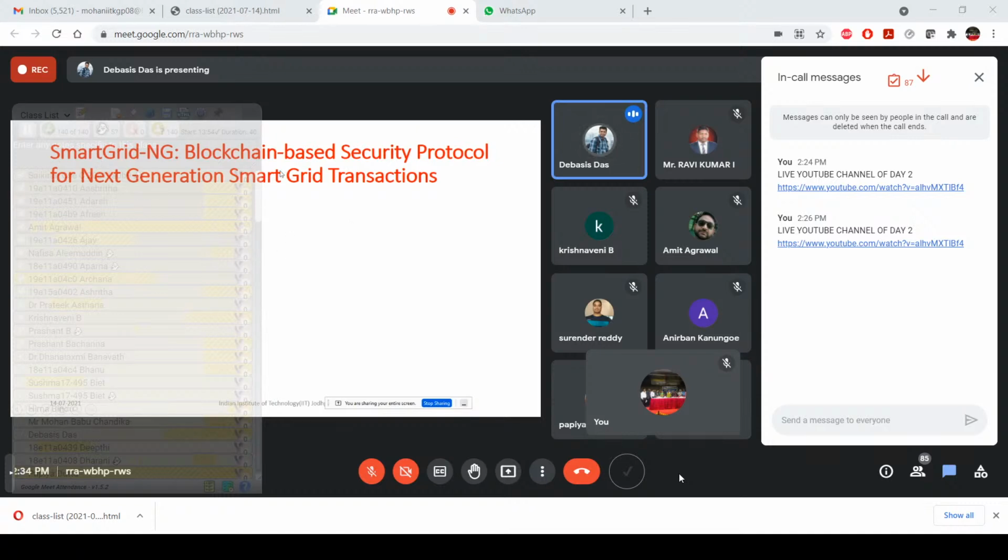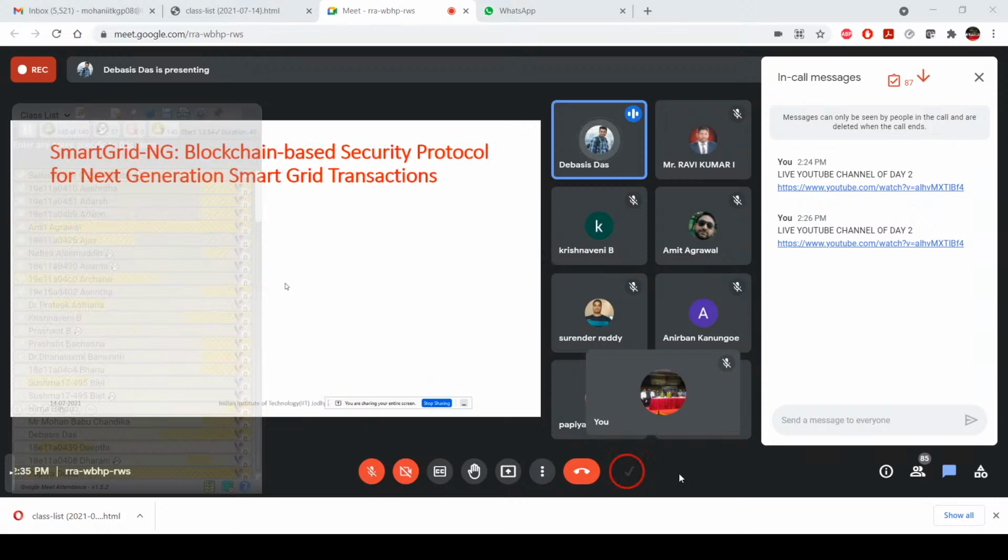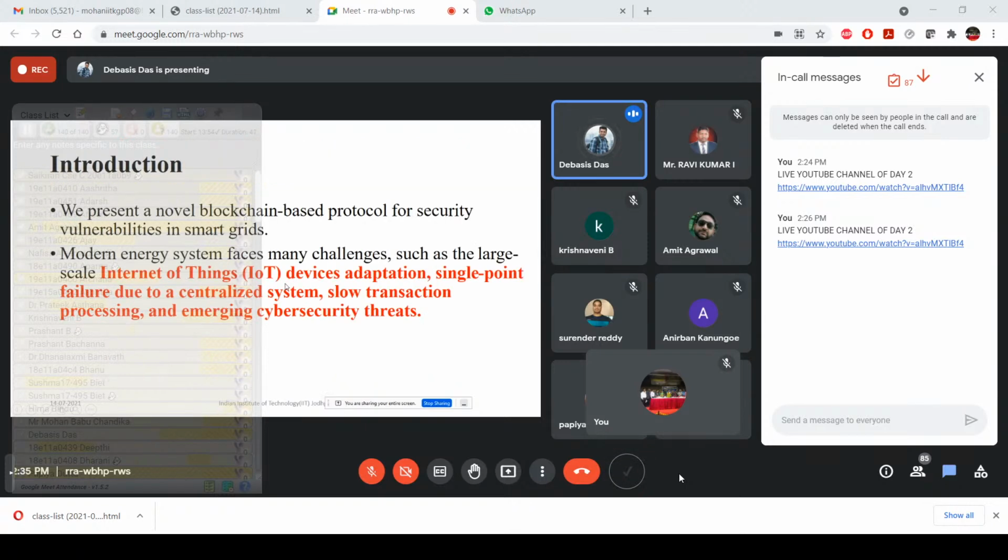And this is the blockchain based security protocol for next generation smart grid transactions. In this architecture, in the case of the smart meter, we are using one protocol which is named grid chain, which is responsible for the blockchain block creation. So the whole architecture is named smart grid NG, and the protocol name is grid chain. So what is our objective?